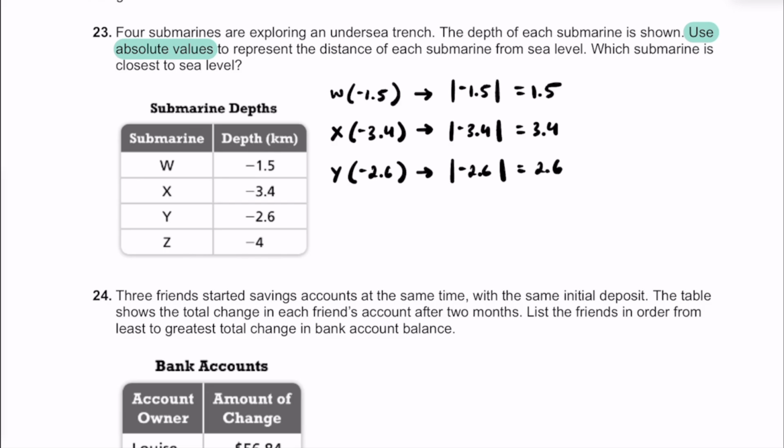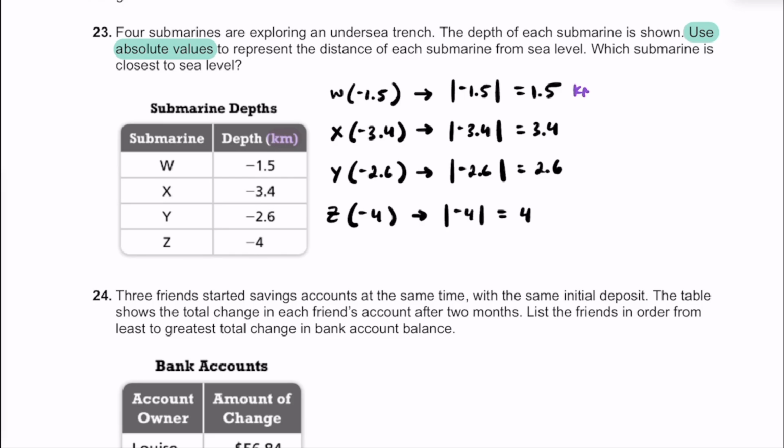So this one's a little closer to sea level, looks like, than submarine X. And then finally, we have submarine Z. Z is going to be located at negative 4. So how far is that from sea level? Well, the absolute value of negative 4 is just going to be 4 kilometers from sea level.